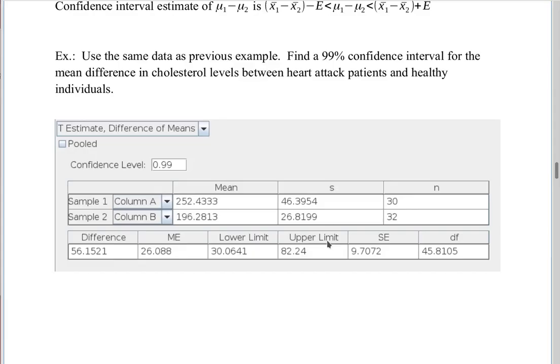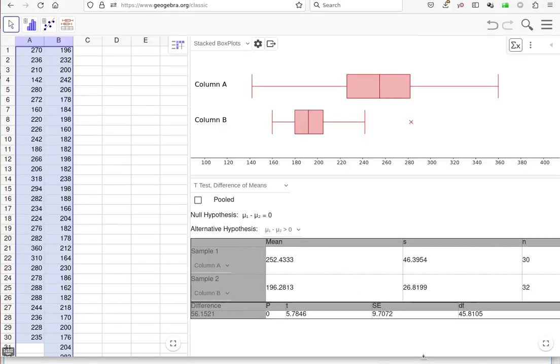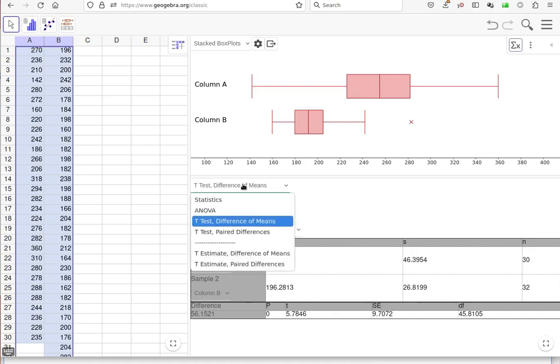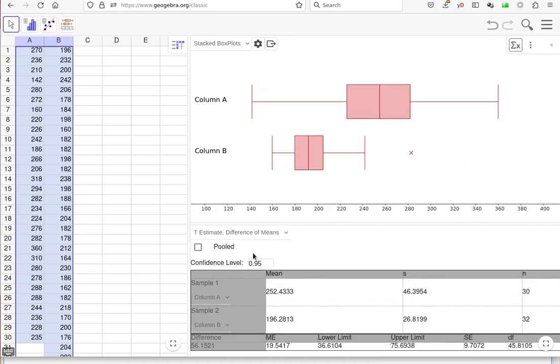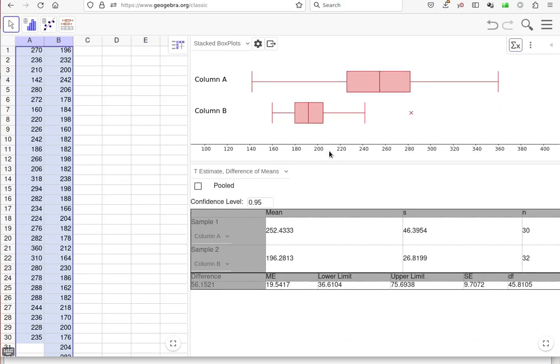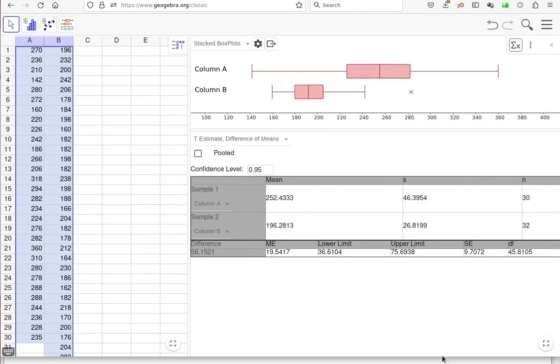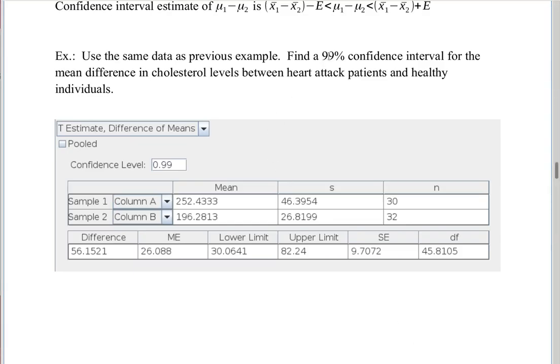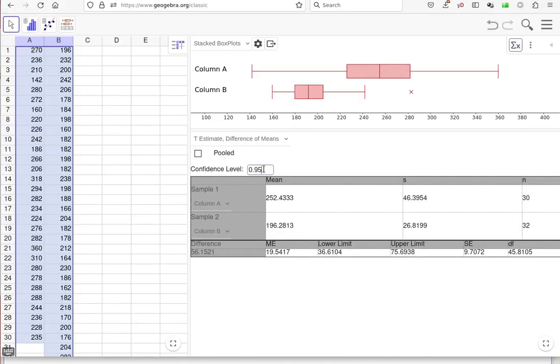Our next question is to create a confidence interval for the difference of means. So let's go back to our test and let's change it to an estimate for the difference of means. Let's give ourselves some room there, and let's go back and check what the confidence level was. So it says 99%, so we can change that confidence level to 0.99. And now we have our lower limit and our upper limit for our confidence interval.